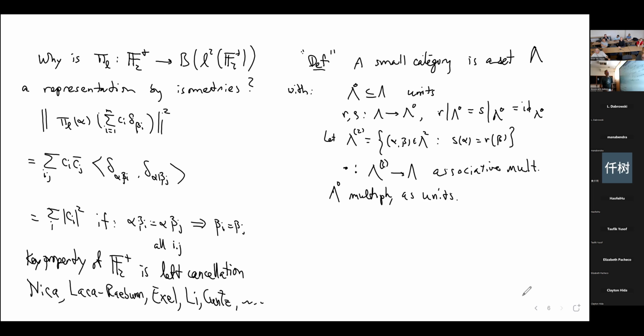Now, it's an algebraic kind of object because we have this multiplication. So we have a left action.